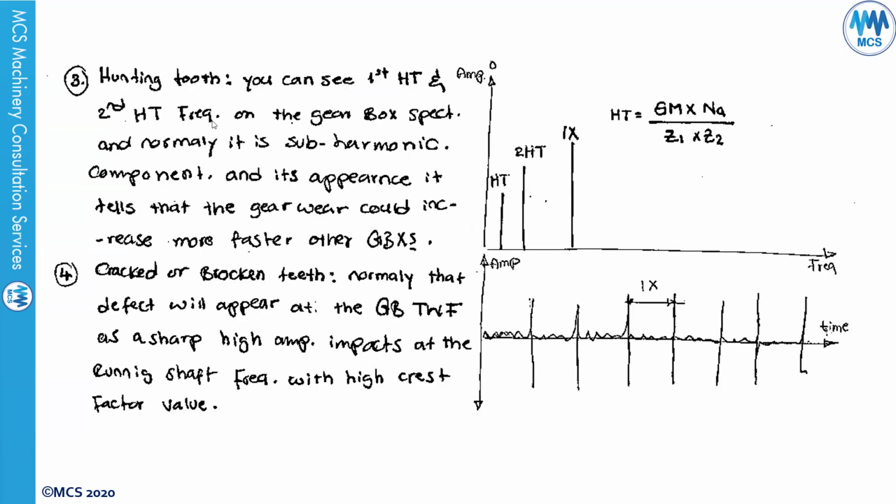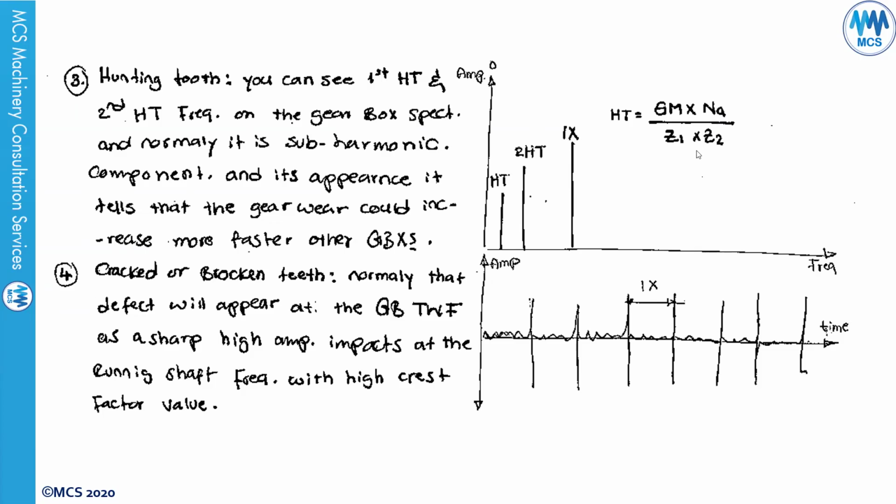We have the hunting tooth. The hunting tooth is when one tooth of the gear is trying to hunt the other tooth of the other gear, and this will increase the frequency of meshing between these two teeth. This will increase the wear rate, and it will be seen as a subsynchronous frequency.